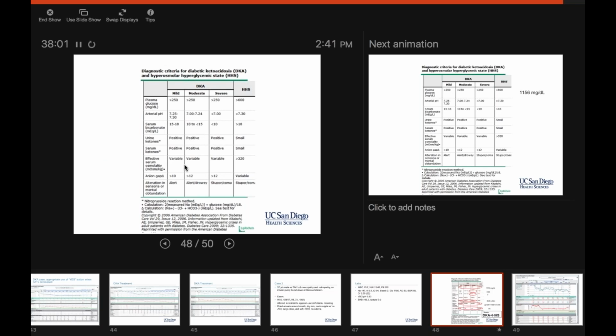What does he have? Glucose 1156, pretty high. pH 6.93, pretty low. Bicarbonate 3, pretty low. Beta hydroxybutyrate greater than 8, legit. Calculated effective osmolality 358. So what does our friend have?